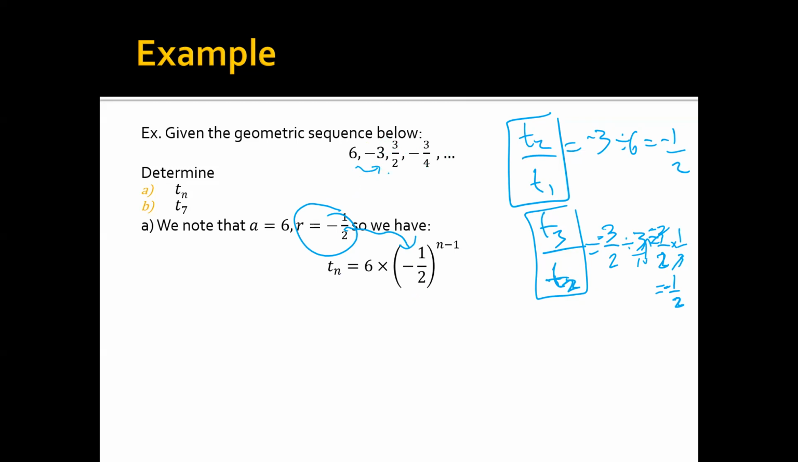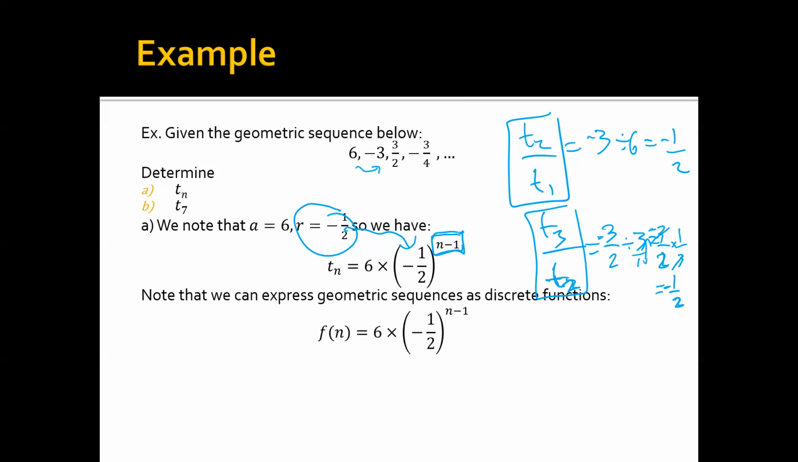In geometric sequences, we notice that there's a constant multiplicative change. We don't normally think of it as multiplying by a reciprocal, right? So we think of it as multiplied by -1/2. You could think of it as dividing by -2, but we don't think of it that way. So you write 6 times -1/2 to the power of n minus 1. The n minus 1 is coming from the formula, right? Remember, we start multiplying by -1/2 after the first term, so we have to account for that. We could write f at n is equal to 6 times -1/2 to the power of n minus 1.